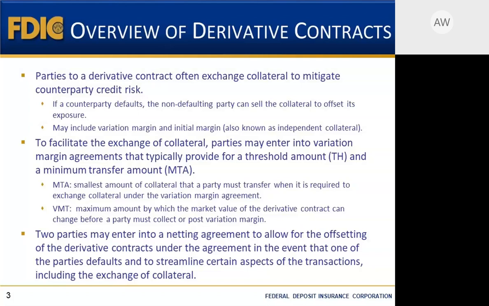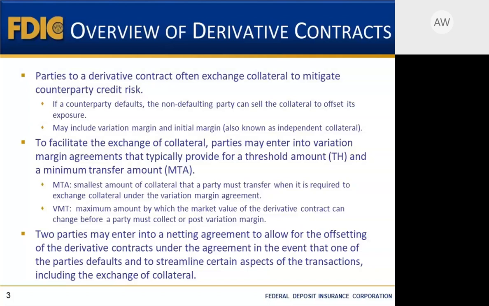The threshold amount is the maximum amount by which the market value of the derivative contract can change before a party must collect or post variation margin. In other words, the threshold amount specifies an acceptable amount of under-collateralization. The minimum transfer amount is the smallest amount of collateral that a party must transfer when it is required to exchange collateral under the variation margin agreement.